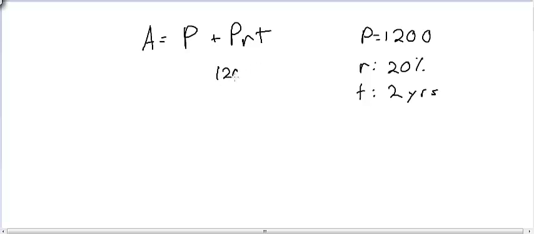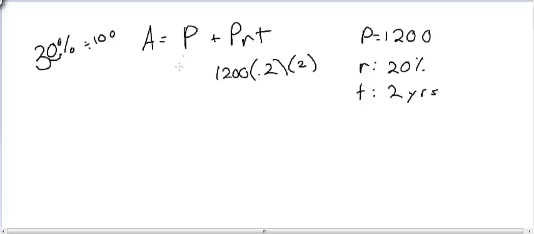1,200 times the rate. With rate, we want to change our percentage into decimals. We never want to put a number in percent form into an equation like this for rate. Always change it to a decimal, which means I'll divide by 100, taking the decimal point and moving it 2 spaces to the left. So the rate that I actually want is 0.2. T is 2 years. The other P for principal is still my 1,200.